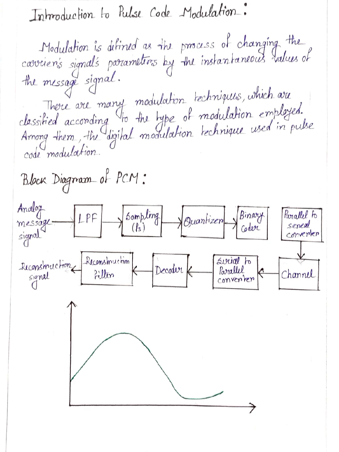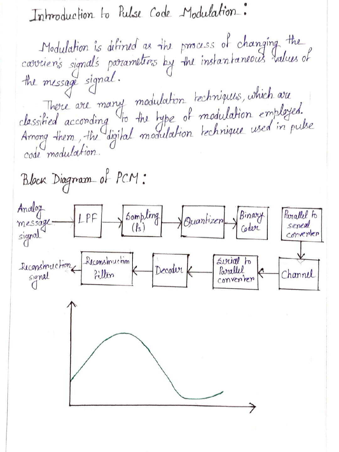The serial to parallel converter reconstructs the parallel format from the received serial data. The decoder converts binary values back into quantized analog levels. Then the reconstruction filter smooths the decoded signal to approximate the original analog waveform. At last, the reconstructed signal is the final output, the reconstructed version of the original input analog signal.